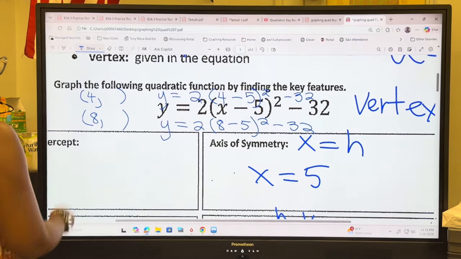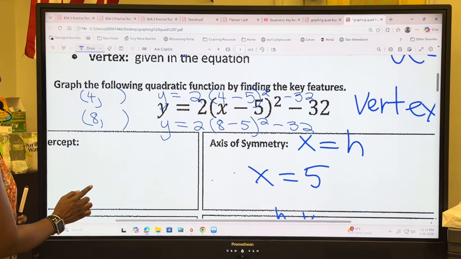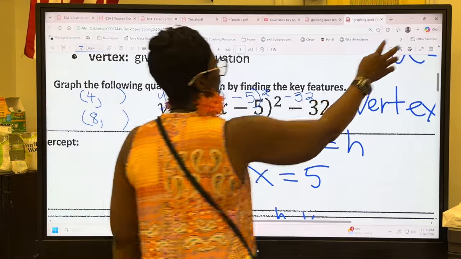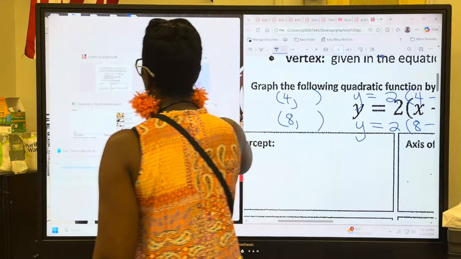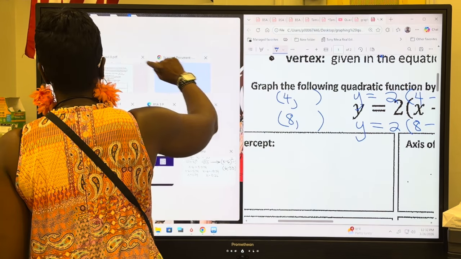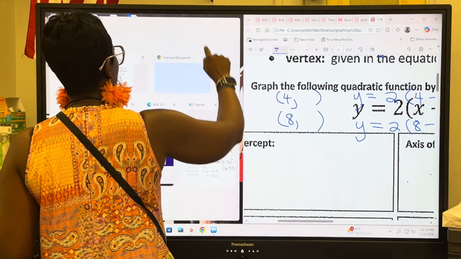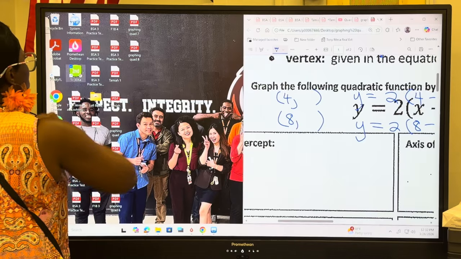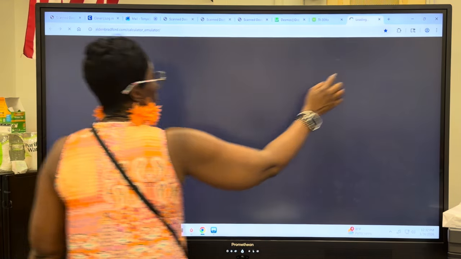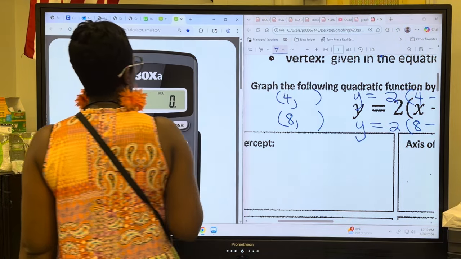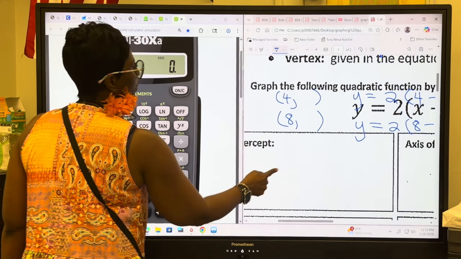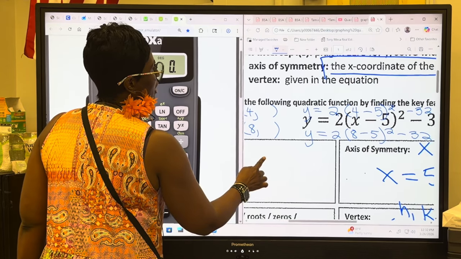Okay? So, if we start with these 2 points, grab your calculator. And let's put in our calculator. I don't want any of these. I want this. All right, so what are we putting in our calculator?